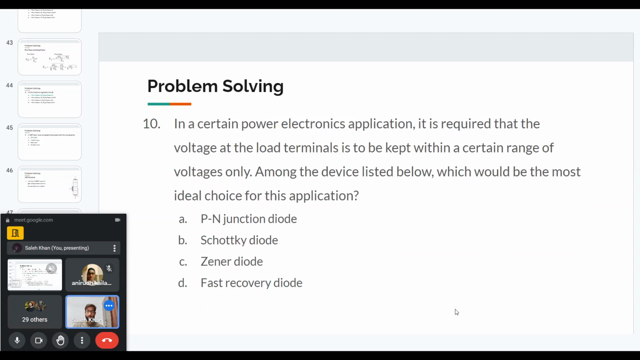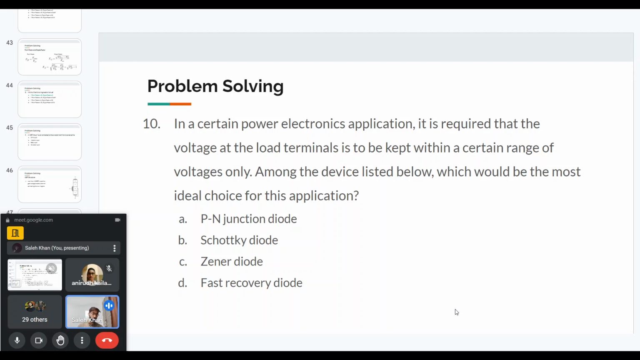Okay. So finally, the last question is, in certain applications, it is required that the voltage at some terminal be kept within a certain range. So which device can be used for this application? So the question is asking that we don't want the voltage to go beyond a certain level. We want to limit the voltage to a certain level.